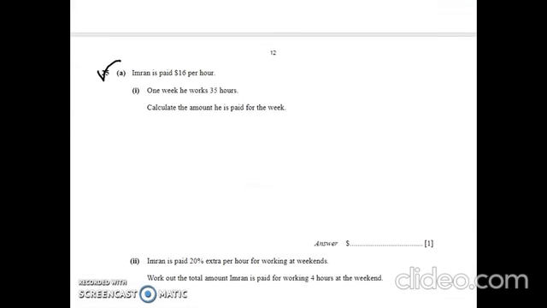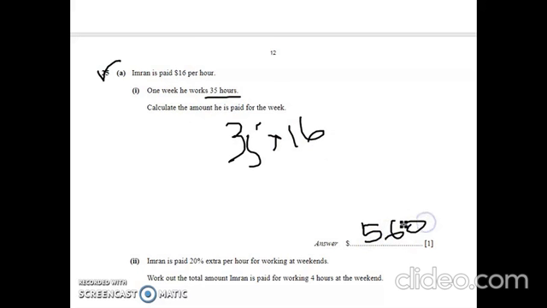Okay, Imran is paid $16 per hour. In 1 week he works 35 hours. So 35 multiplied by 16, the amount he is paid for the week. Because he's working 35 hours and it's $16 per hour. So basically he earns $560 per week. Imran, okay, in that specific week, not per week.